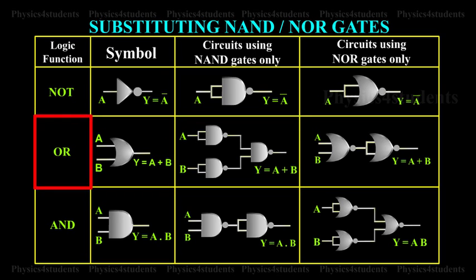Now, let us see the logic function OR by using NOR gate. This is the symbol of OR gate. This represents the OR gate circuits by using NOR gates.